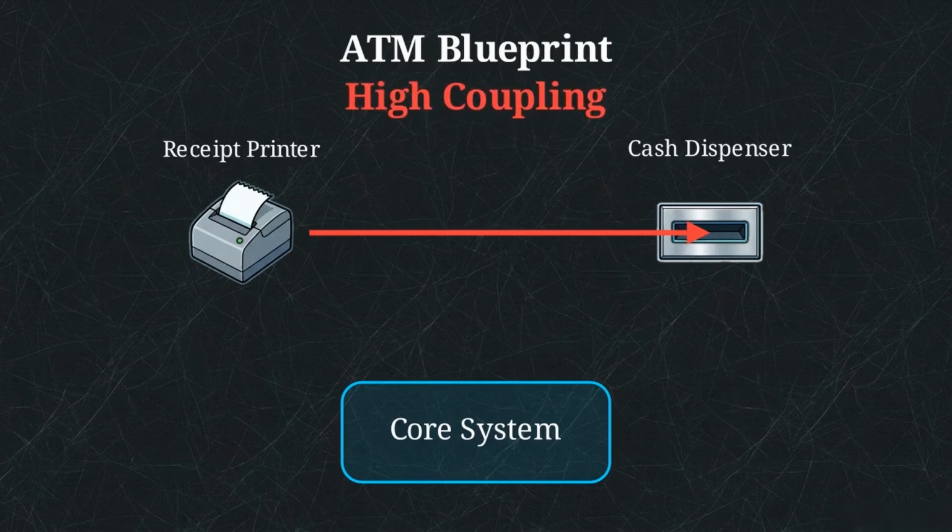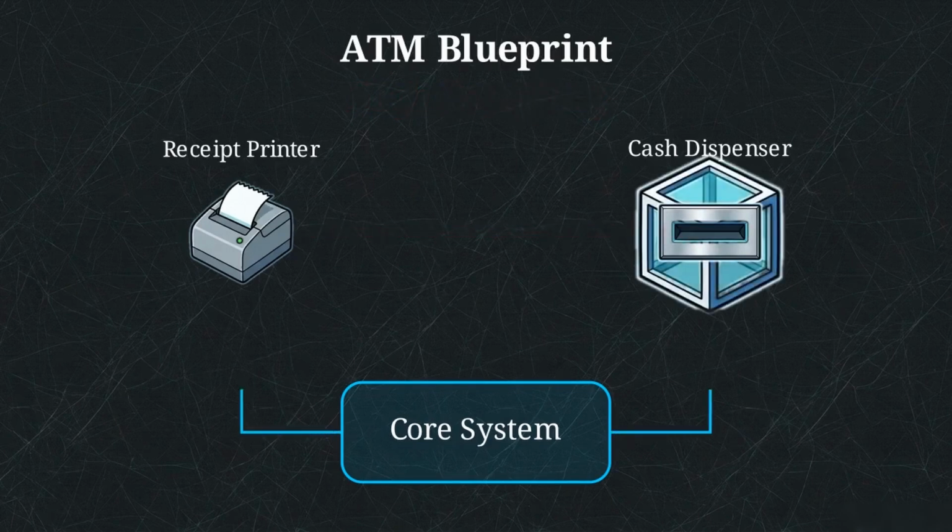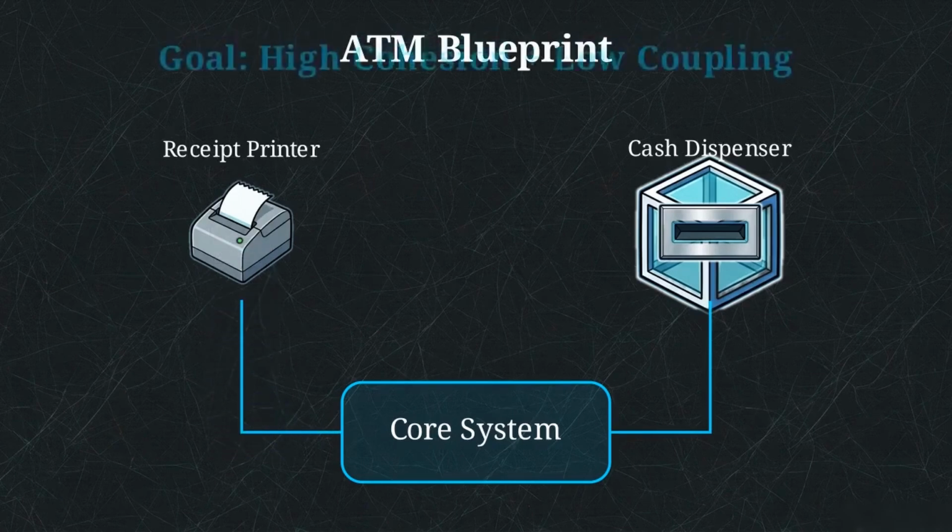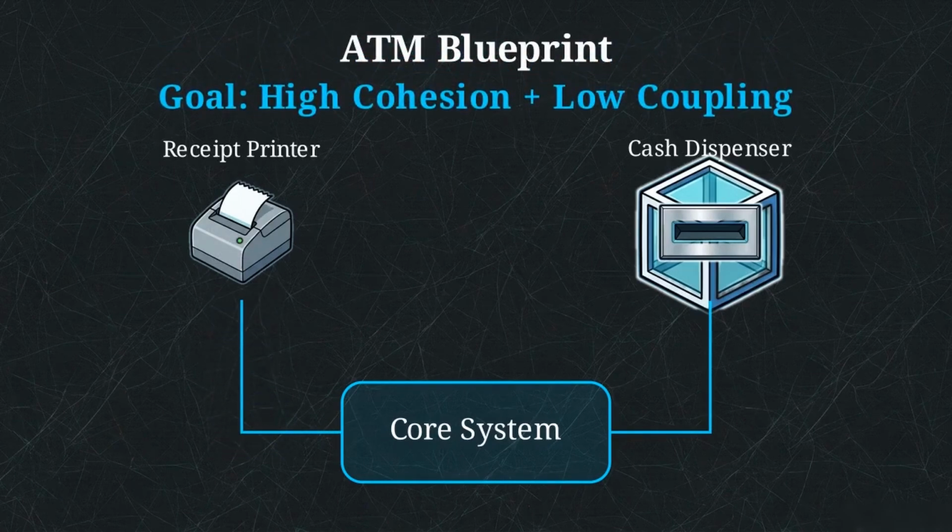This is a clear case of high coupling. A receipt printer should only receive data to print. It should not have the authority to control how cash is dispensed. This unnecessary dependency makes the software rigid and harder to test.